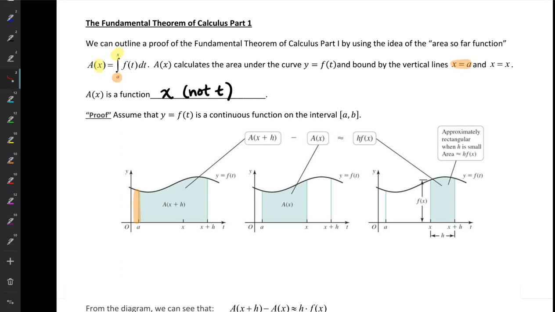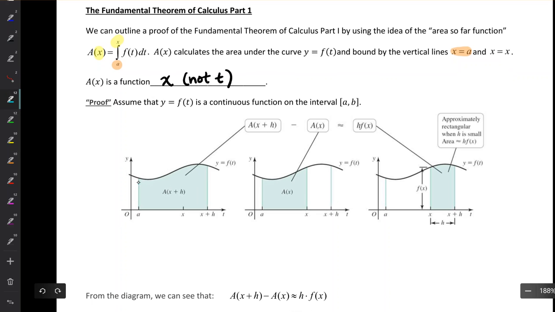Okay, so let's go ahead and look at these in terms of area. So this first picture, that blue area, if I write that as an integral, that's the area under the curve f bounded by the vertical lines x is a, and stopping right here. Where'd we stop? At x plus h. X plus a little bit. That's the blue area.